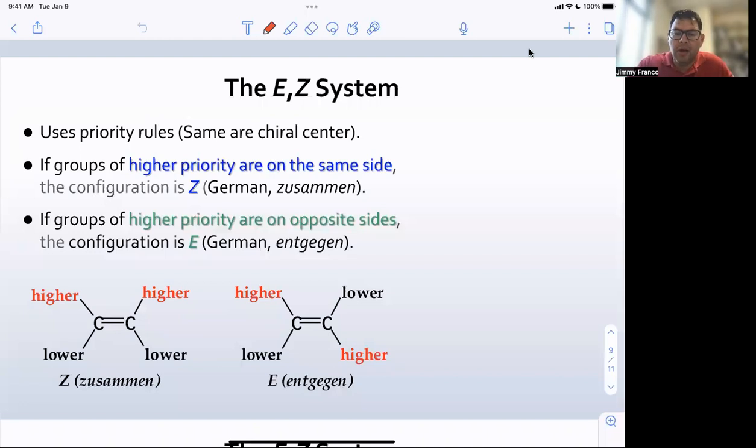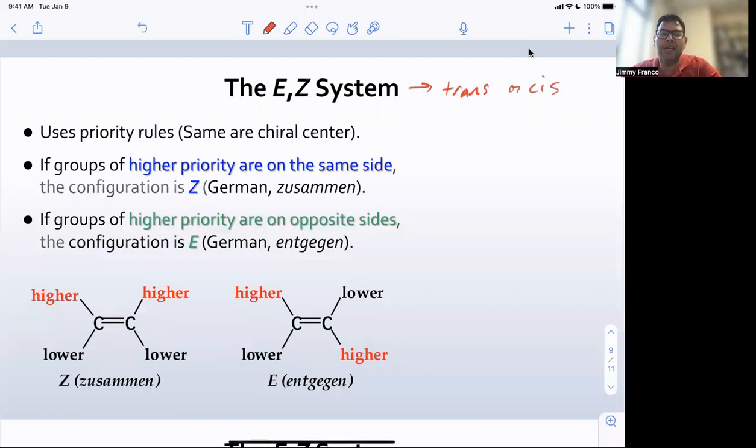Hey, class. So what we want to do here is look at E and Z. This is the way we can look at a double bond instead of using cis and trans. When we do E and Z, it's just a more effective way of designating a double bond as either trans or cis.